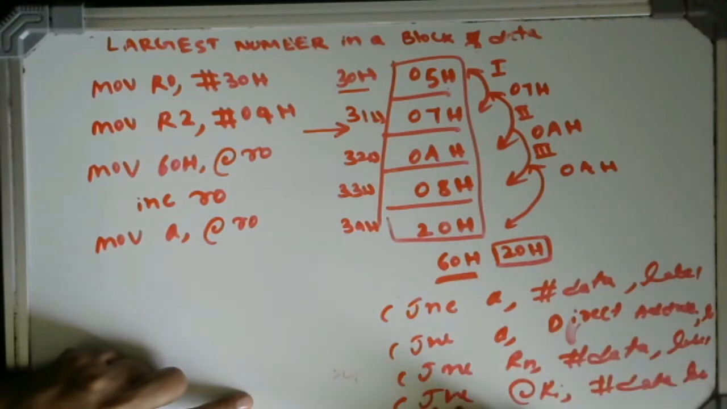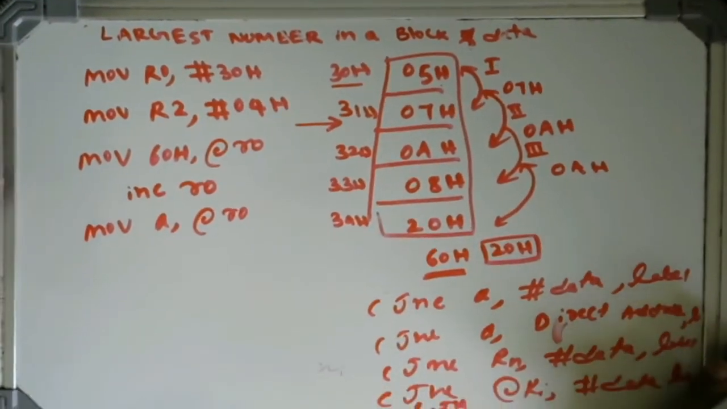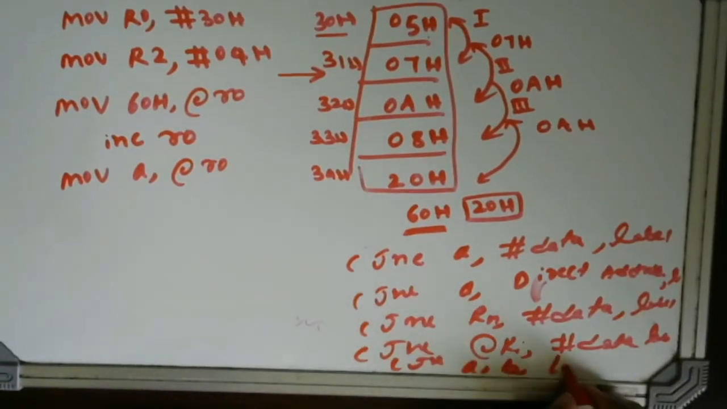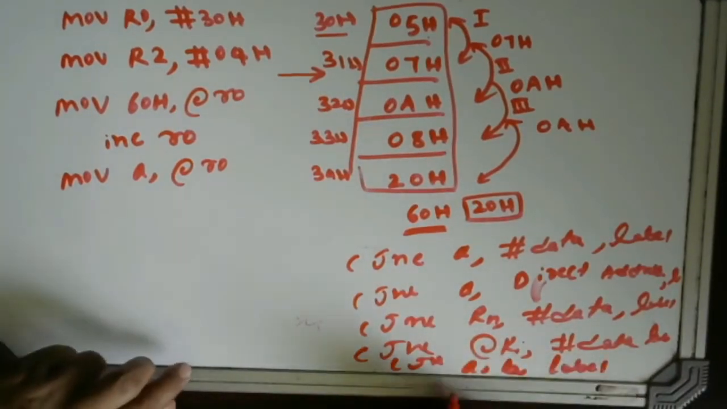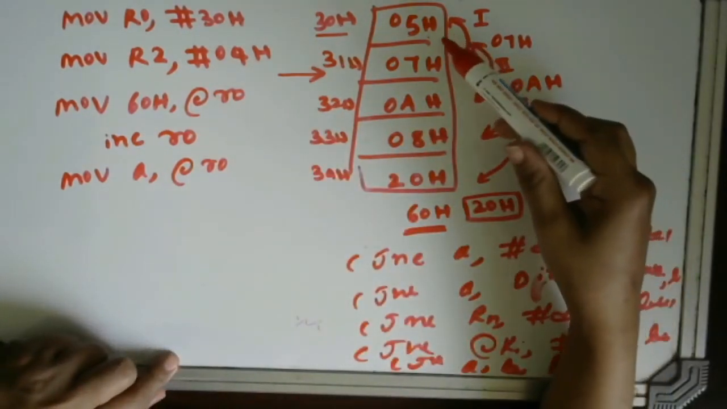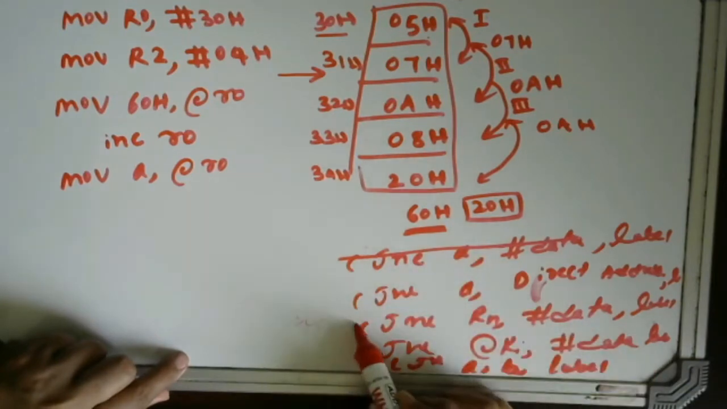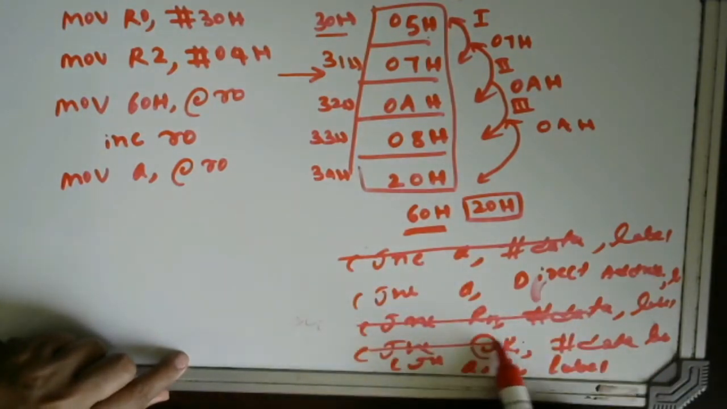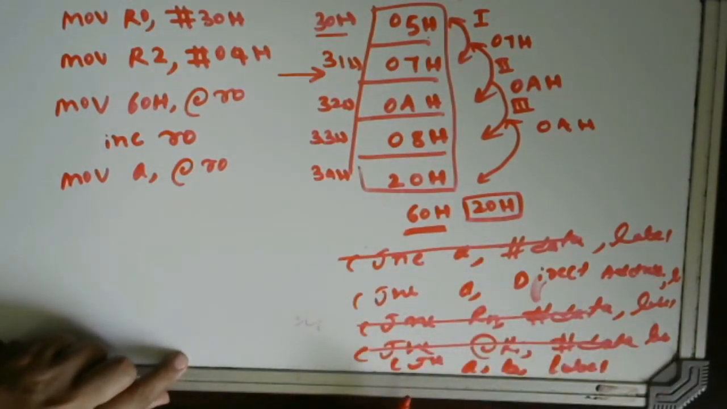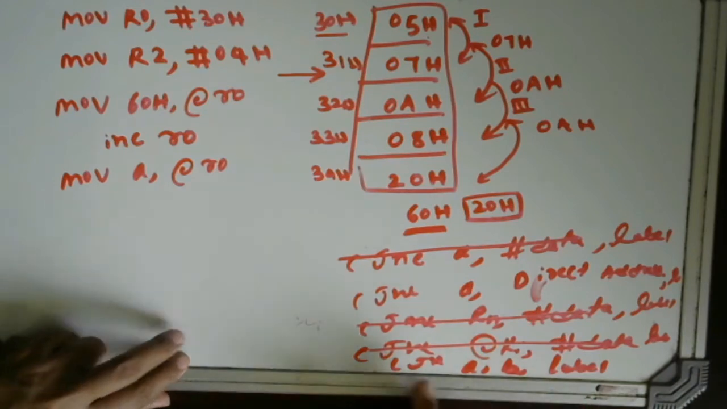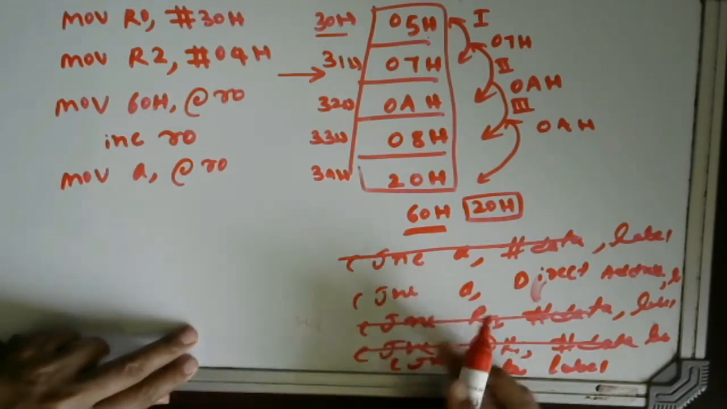And at last one more we have, it is CJNE A comma B comma label. Okay, so now here we actually are using references, it's a block of data, so wherever we are using the immediate data, those instructions cannot be used. So the instruction which we can use is CJNE A comma direct or A comma B, but I will use this instruction.